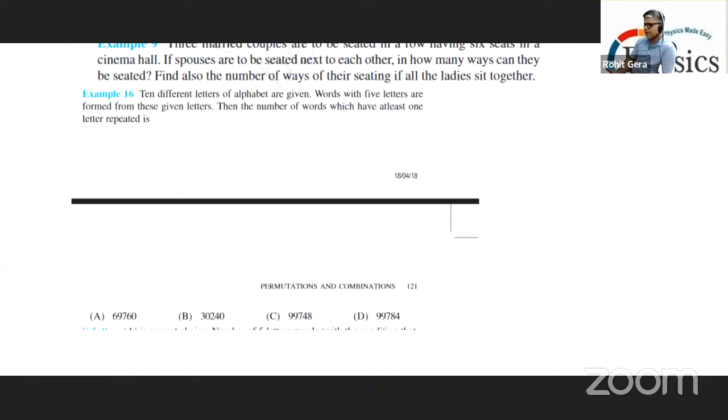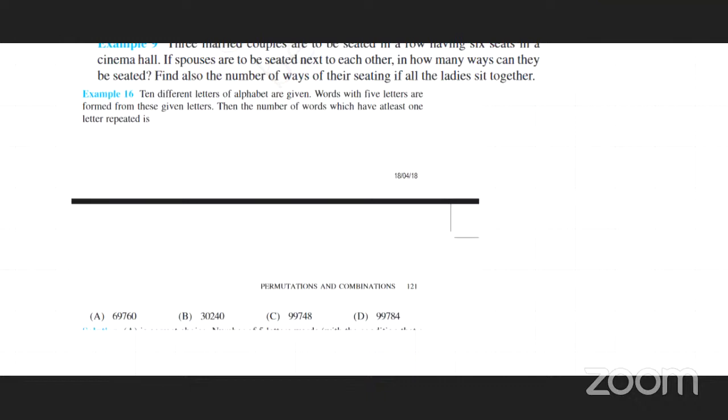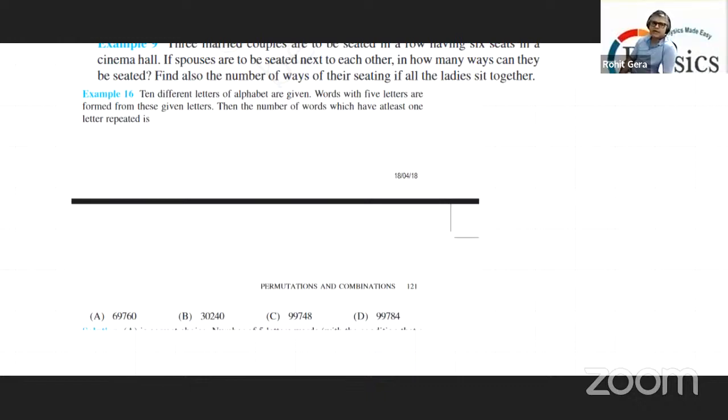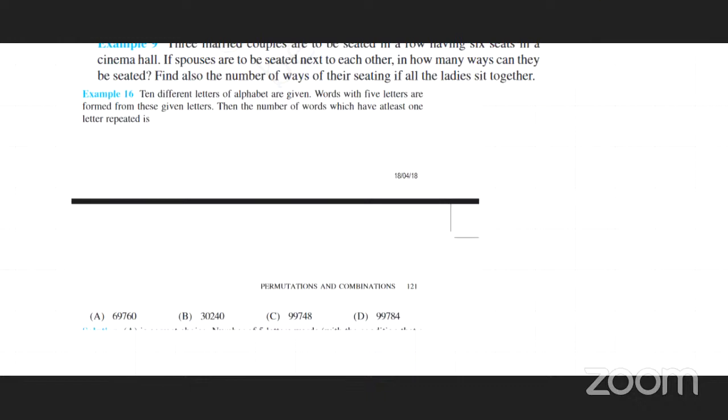10 factorial divided by 5 factorial. 10 into 9 into 8 into 7 into 6. Yes. 10p5. And no repetition. No repetition. Now it's with repetition.